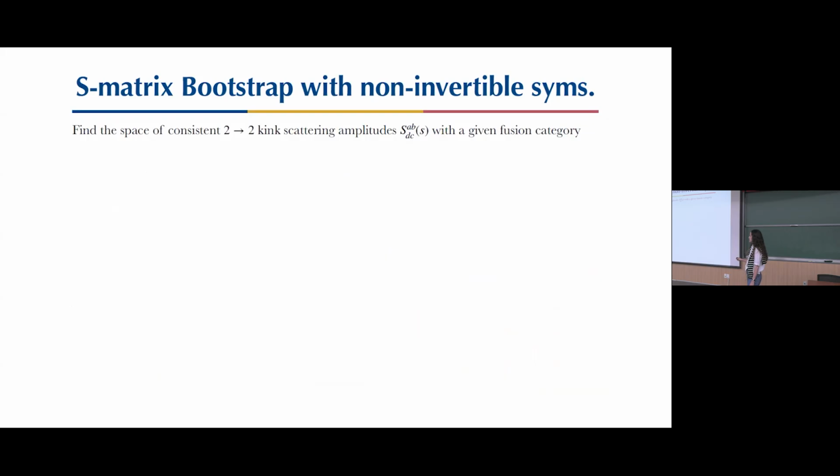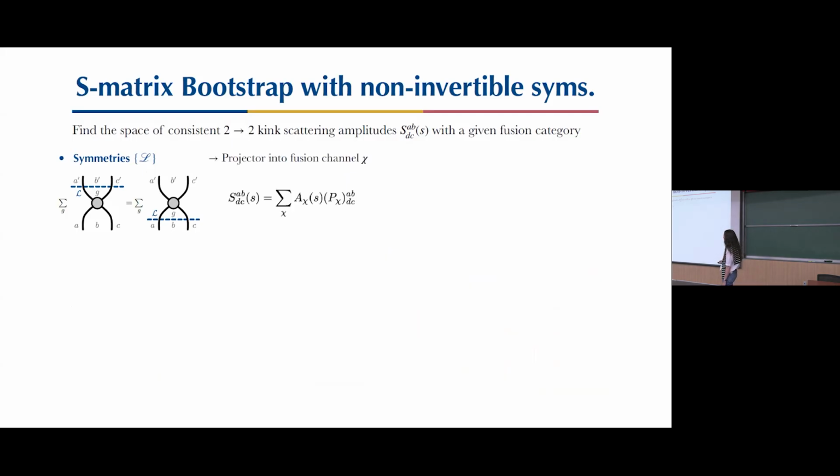So we will stick to this 2-to-2 scattering of kinks. And what we want to do is to bootstrap the space of QFTs with a given fusion category. So the key point here is to somehow trivialize the fact that you need to obey these Ward identities for your global symmetries. And what you can do is to use projectors into a given fusion channel. So for the case I'm discussing with all the symmetries being spontaneously broken, this projector is simply written in terms of the F symbols of the category.